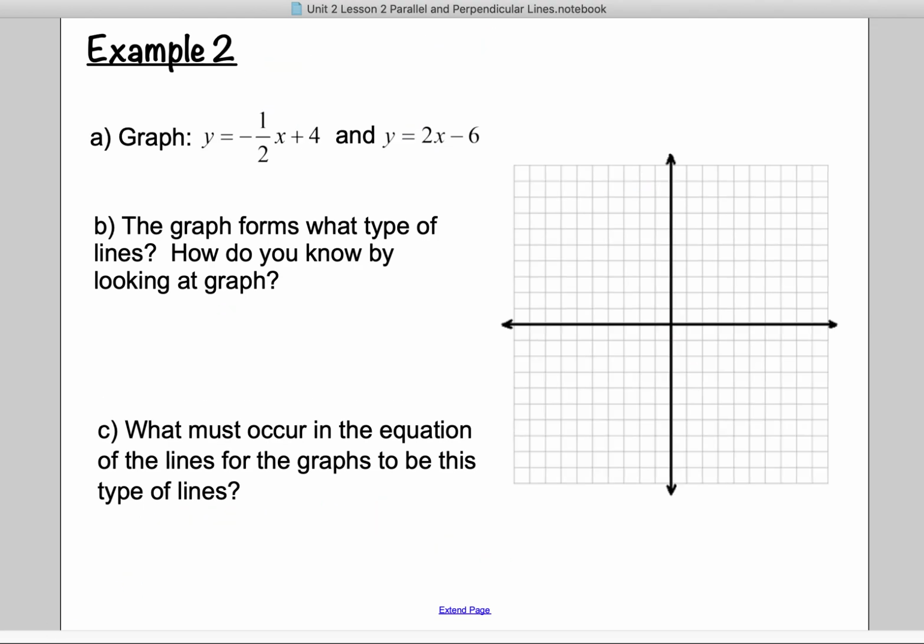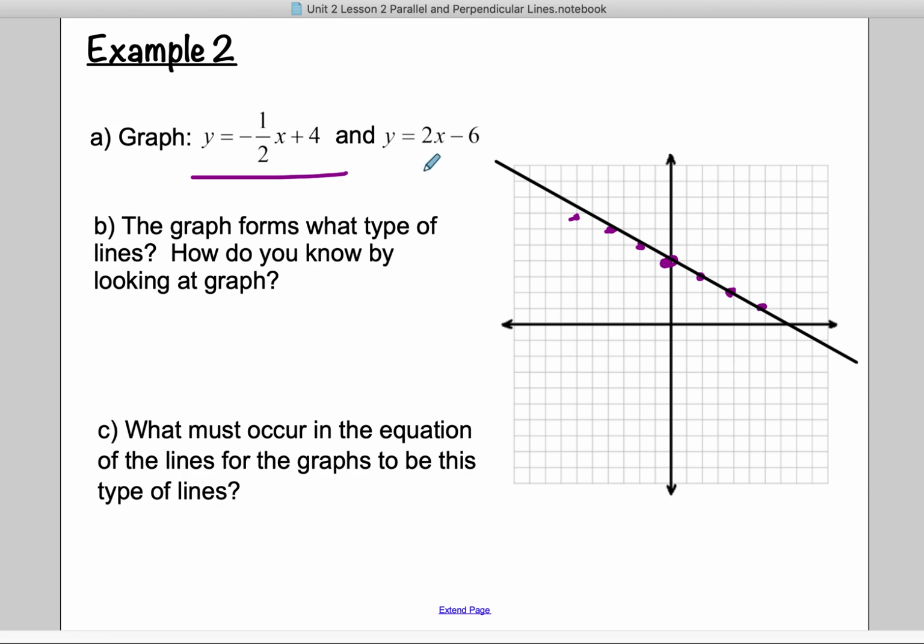Okay. Example 2, we're going to go ahead and graph these two. So I'm going to graph the first one, which has a y-intercept of 4. And then my slope is negative 1 over 2. So I'm going to go down 1 to the right 2. The other option is I could go up 1 to the left 2. And then I'm going to draw my line. Make sure you draw all the way across on your sheet or on the graph that you're given. Okay, so there's the first one graphed.